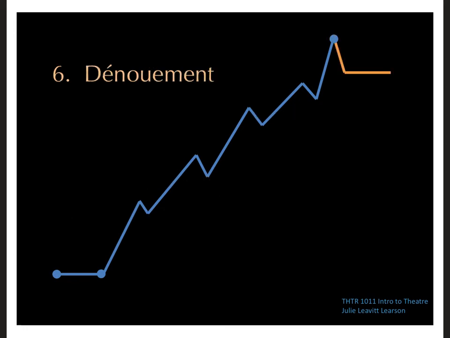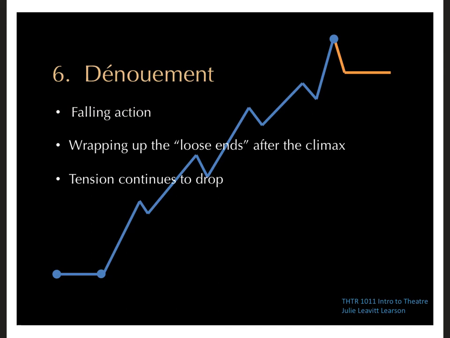And our sixth element, or sixth ingredient, if you will, is the dénouement. It's the downward trend after the climax. You can also think of the dénouement as the falling action. You can go ahead and use those terms interchangeably. The word dénouement is a French word. It means literally to untie. But in America, we kind of talk about wrapping up the loose ends, right? So metaphorically, they sound very different, but we're talking about the same thing.